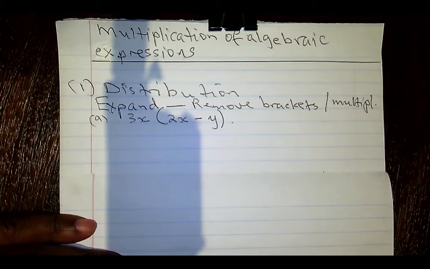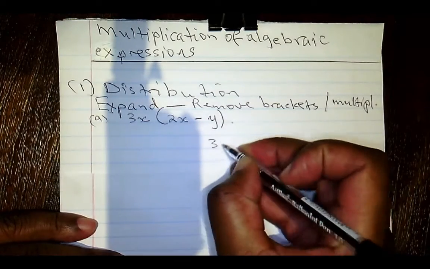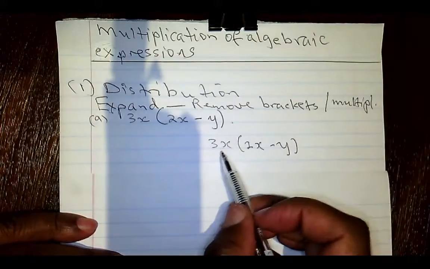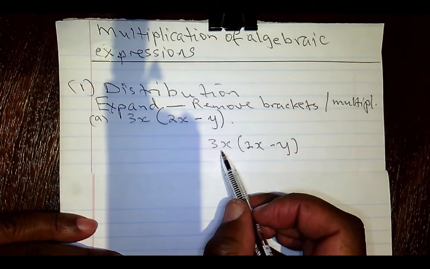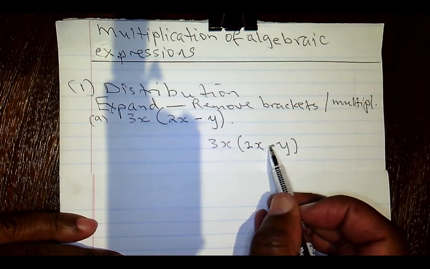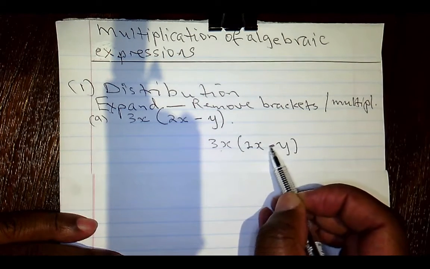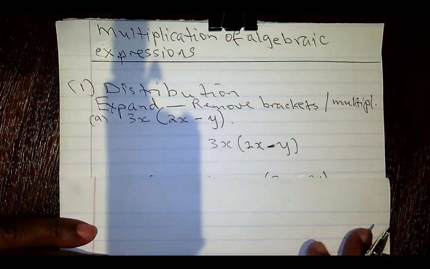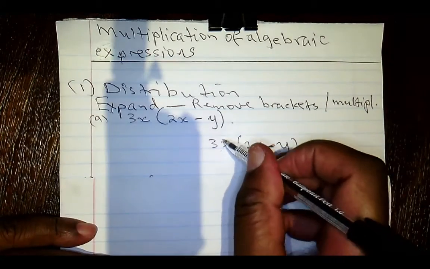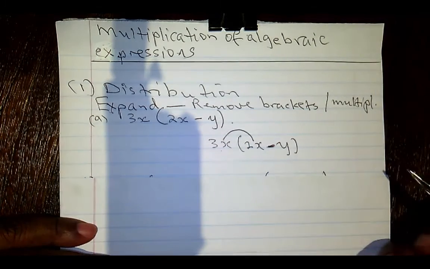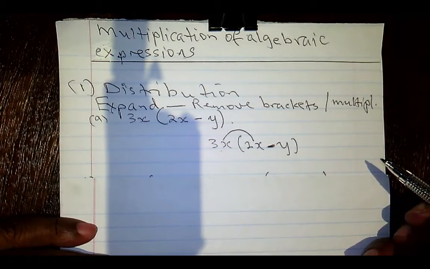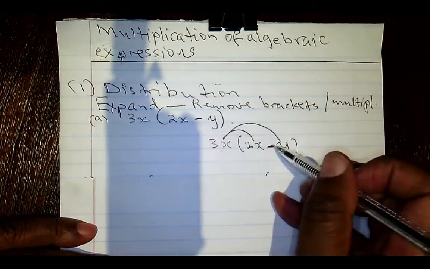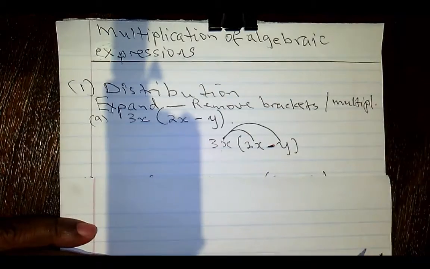Now distribution, remember, you are going to take this 3x and distribute it across the minus. You can distribute across addition and subtraction. Right, so this means you take your 3x and multiply it by 2x. And then you take your 3x and you multiply it by that other number there, which is your y.